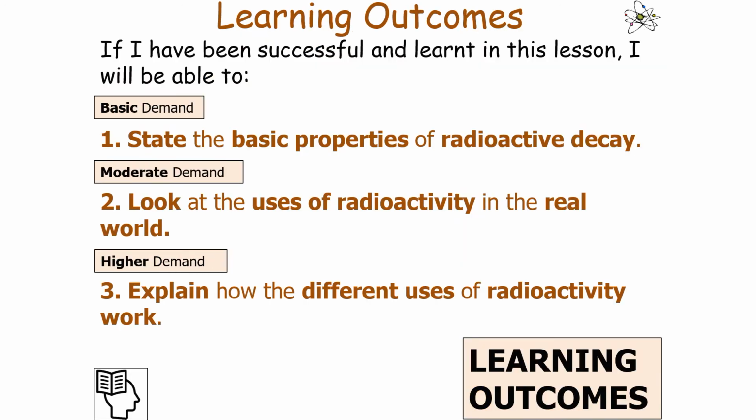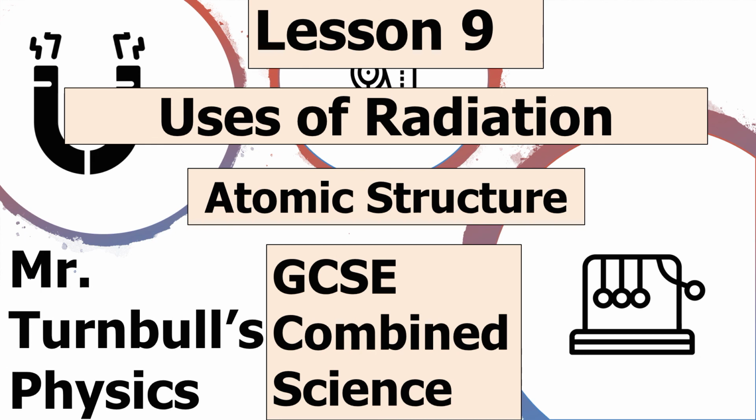If we've been successful in today's lesson, we can state the basic properties of radioactive decay, look at the uses of radioactivity in the real world, and explain how the different uses of radioactivity work. I hope you've enjoyed today's lesson on the uses of radiation, which is part of the atomic structure topic in GCSE Combined Science Physics.